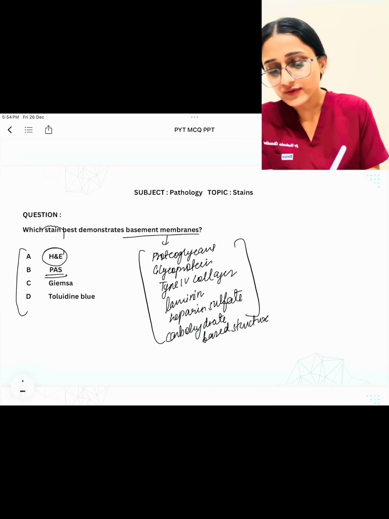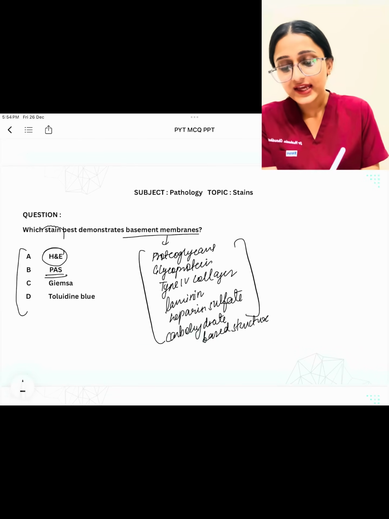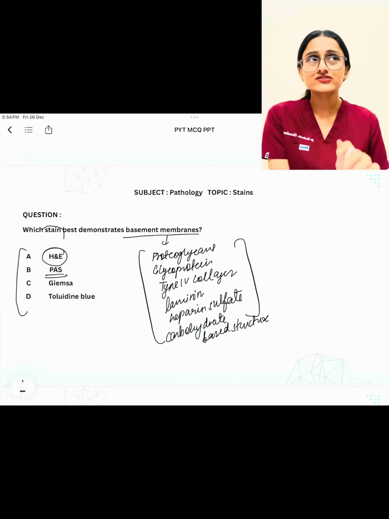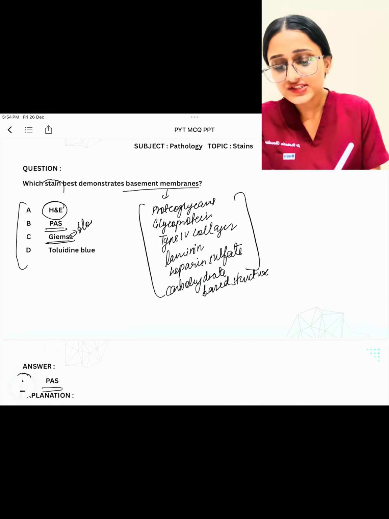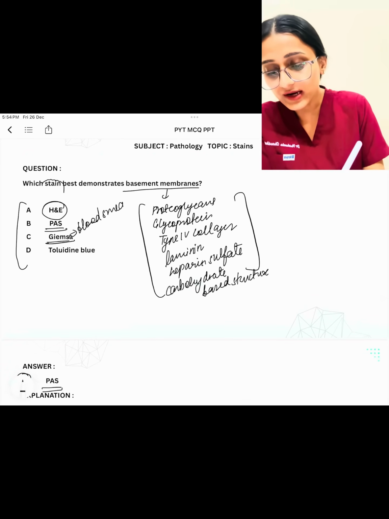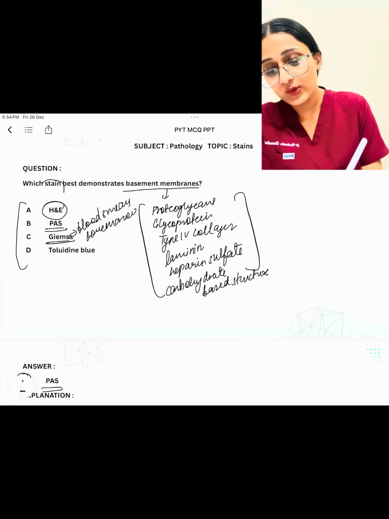And the rest of the options, just say H&E. H&E is not a specific stain. It's just used for routine screening. It's not a specific stain. Okay. And Giemsa is mainly used for blood smears, bone marrow.